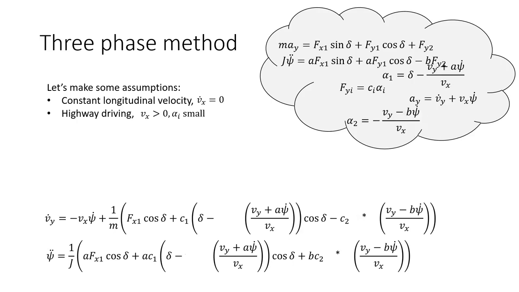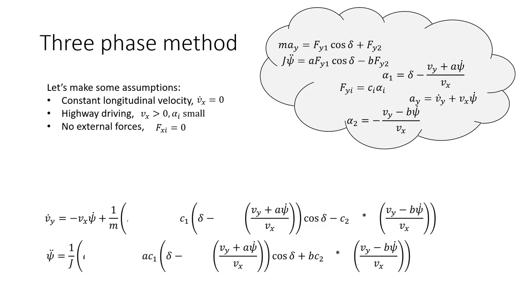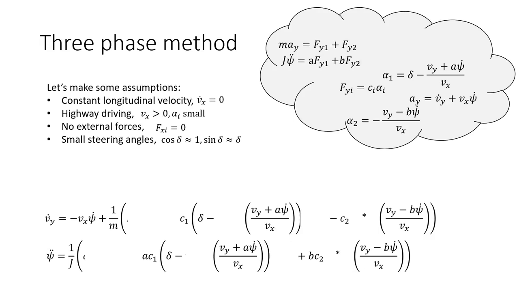The next assumption we can make is to assume that we have no longitudinal external forces to overcome, so that Fx becomes 0. This is also valid if we do not accelerate the vehicle, which is one of the assumptions we make. This results in these forces being neglected. The last assumption we make is to assume that the steering angle is small. Cosine of the steering angle is approximately equal to 1, and sine of the angle is equal to the angle itself. This affects the model in the following way.